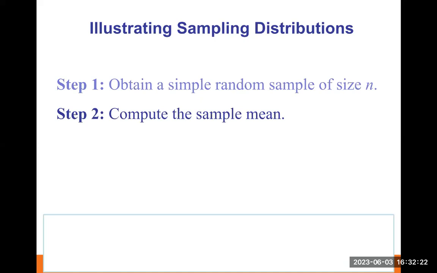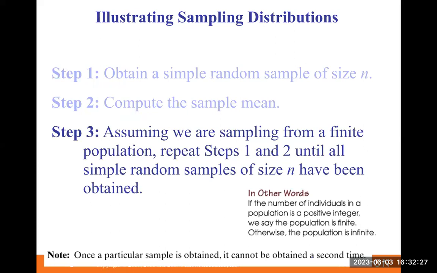You compute the mean of that particular sample. Then, assuming we are sampling from a finite population, which means there's a set number in your population, not infinitely many things, you would repeat steps 1 and 2 until all simple random samples of size n have been obtained. So for every single combination of n objects in that whole population, we would get that sample, find the mean of it, and report it down.